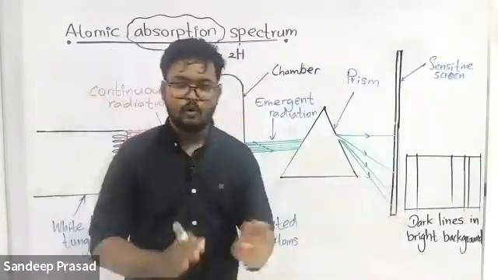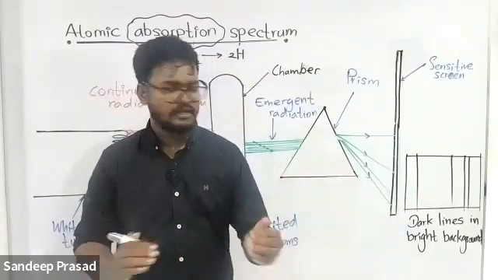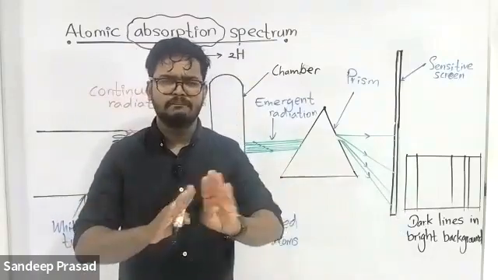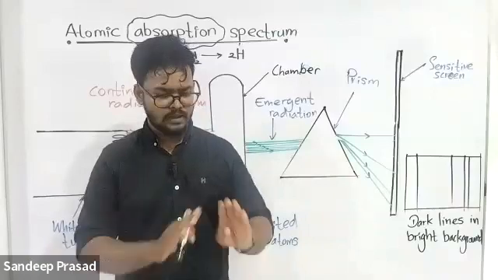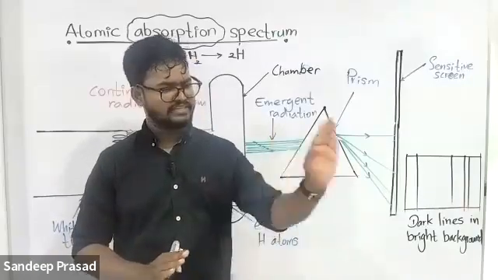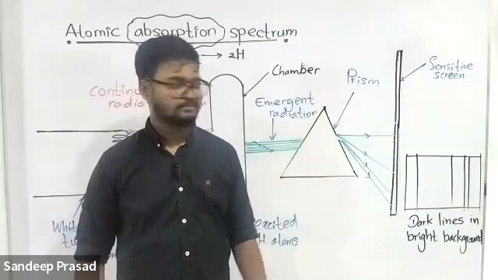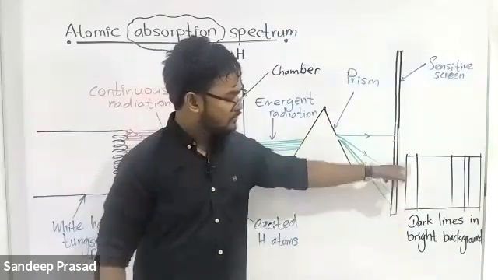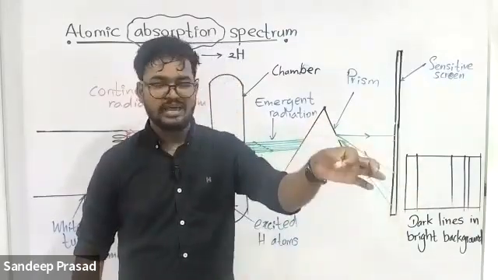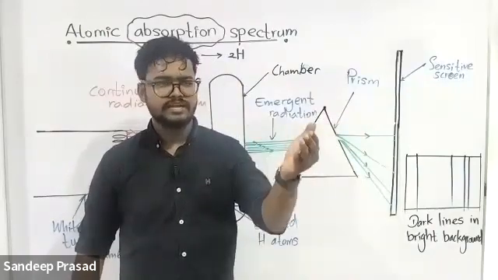So if all the energy radiations were included there, this sensitive screen should be completely bright. Sampurnema sensitive screen එක දිලිසි තියෙන්න ඕනේ. But it's not like that. Some of the energy radiations are missing, so therefore we can see dark lines.